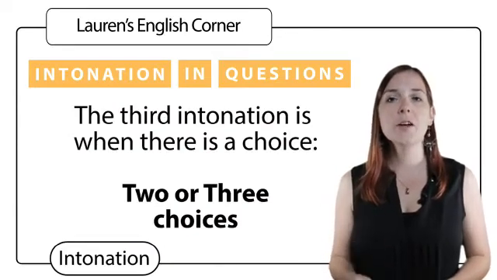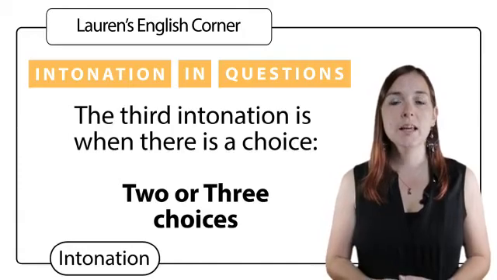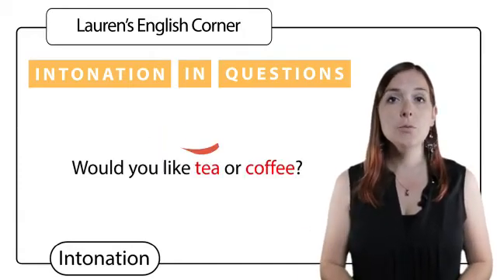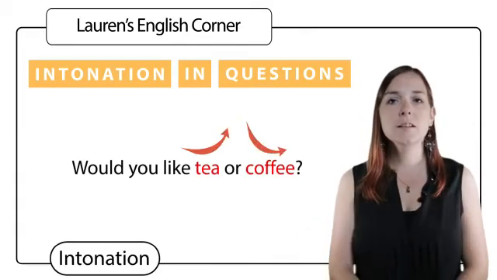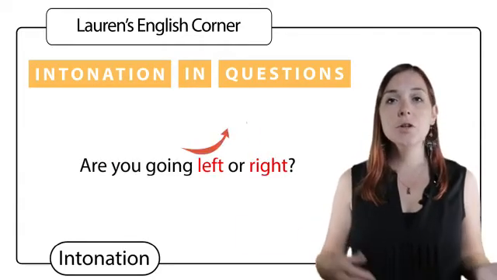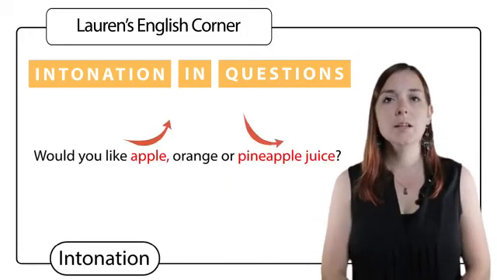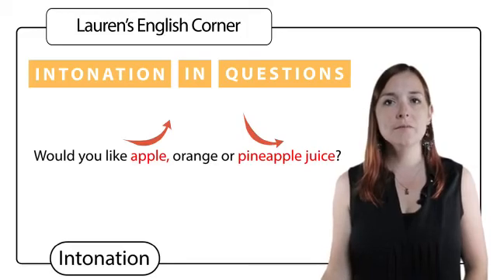Now, the last one, the third one, is for when there is a choice, maybe 2 or 3 choices. In this case, we go up and then down. So for example, would you like tea or coffee? Are you going left or are you going right? Would you like apple, orange or pineapple juice? So we go up and down.